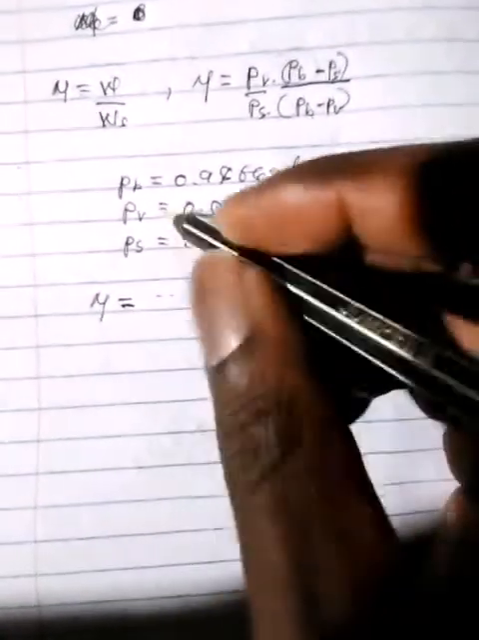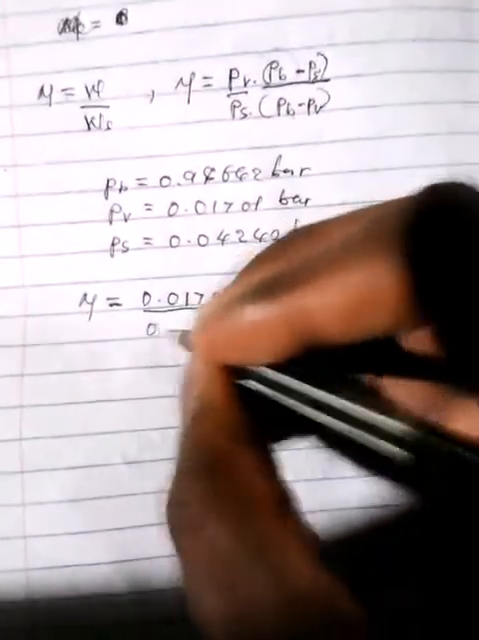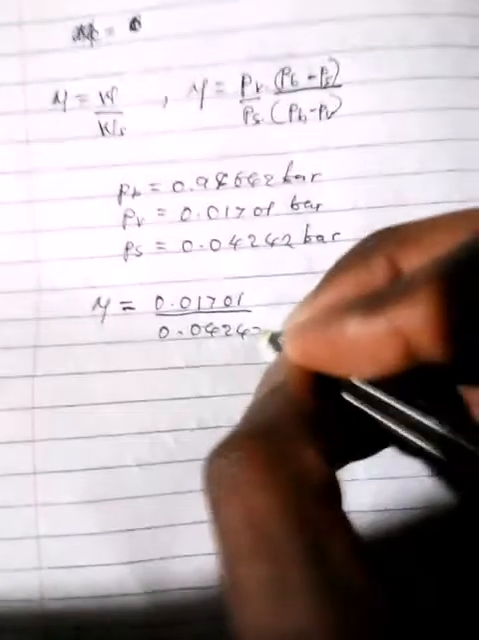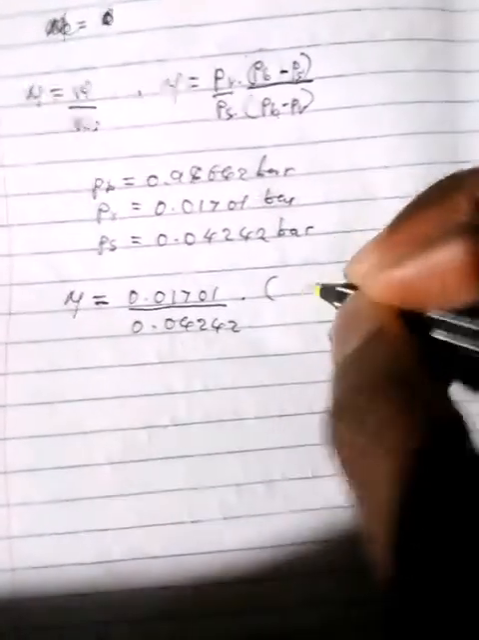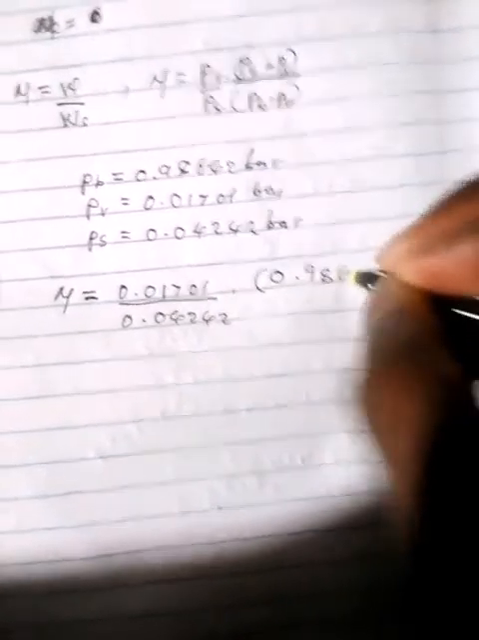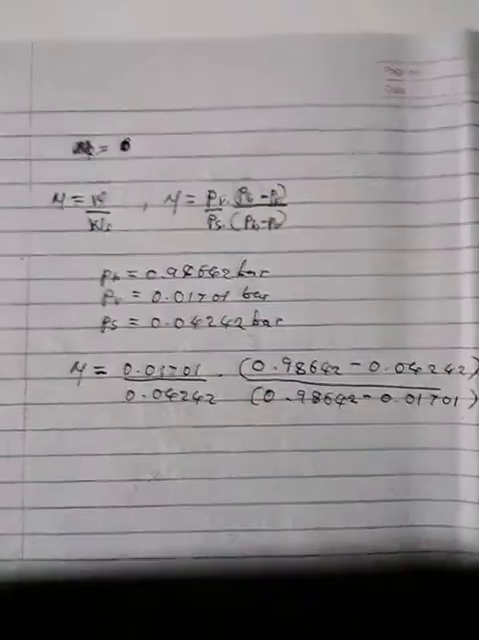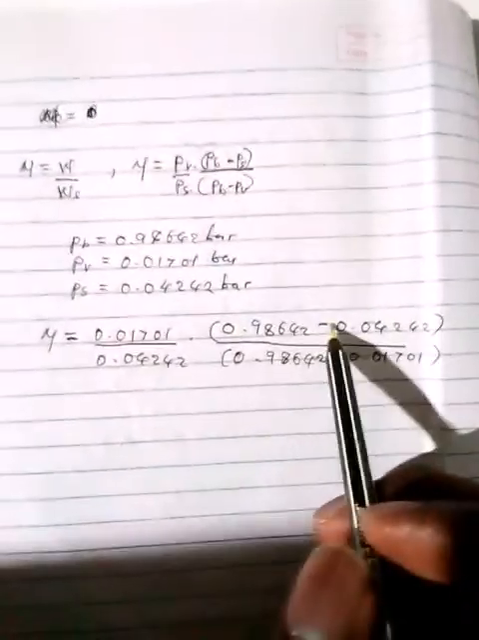This is P sub V, 0.01701, over P sub S, which is 0.04242, multiplied by P sub B, which is 0.98642, minus. So yeah, this is us plugging in all the values. You can now punch these into a calculator.